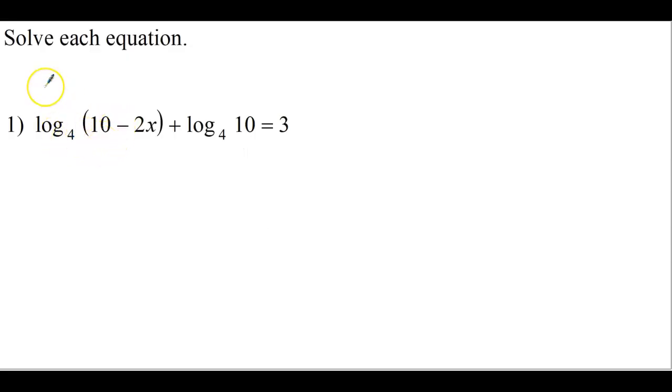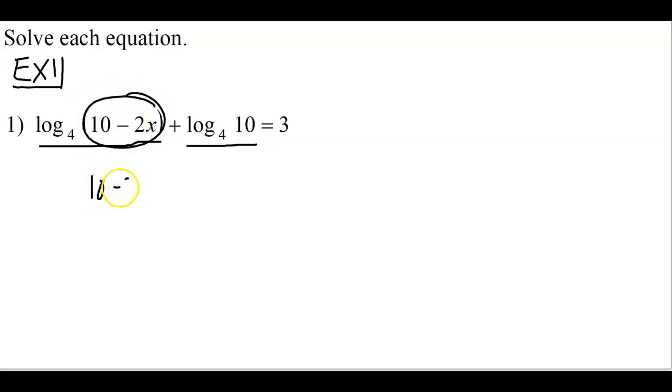Right, so here's example 1. As you can see, we have two logarithms that are being added together. We want to go ahead and begin by checking our domain, of course, like what we did last time. So we're going to take this one and we're going to set it equal to 0. Actually, it was greater than 0, wasn't it? And then we're going to go ahead and solve.